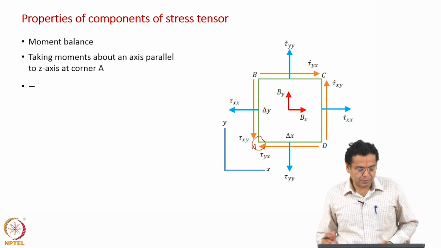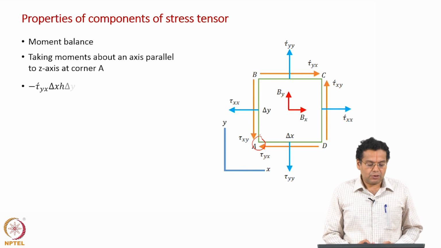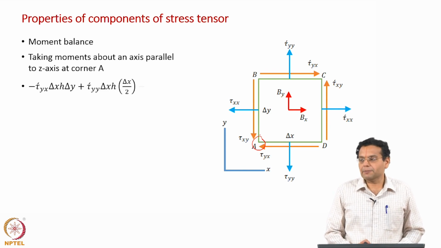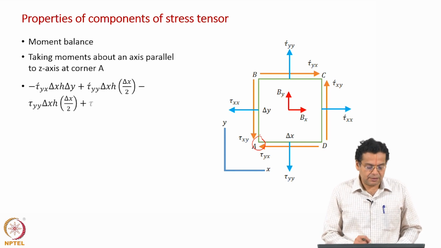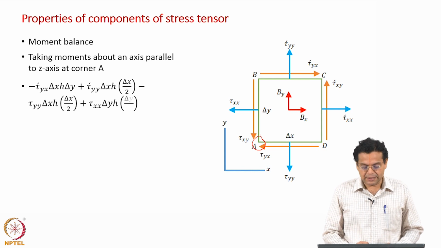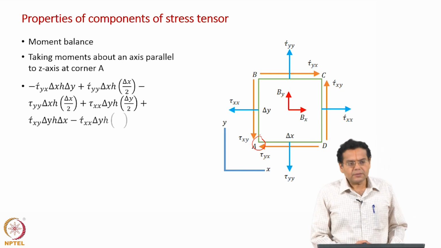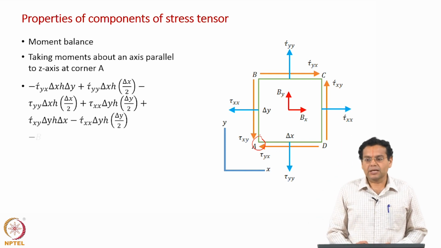let us write down the moment balance. We will have to account for the sign, the force, and the perpendicular distance. All three are to be accounted for each term, and let us complete it, then we will go term by term. Okay. And we consider clockwise as negative, anti-clockwise as positive.